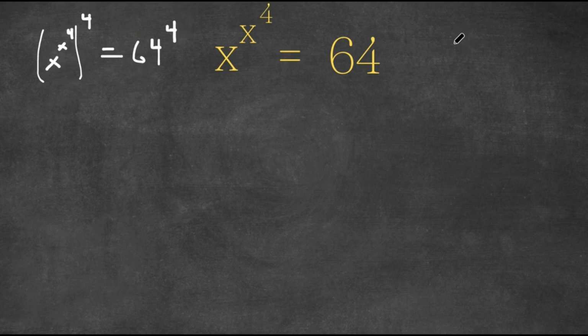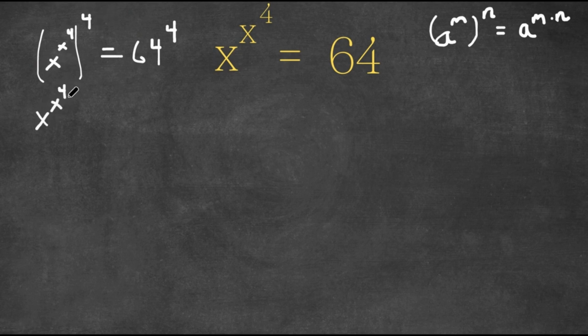So remember, a property of exponents is that if we have something a to the power of m to the power of n, this can actually also be written as a to the power of m times n. So x to the power of x to the power of 4 to the power of 4 can also be written as x to the power of x to the power of 4 times 4. And this equals 64 to the power of 4.